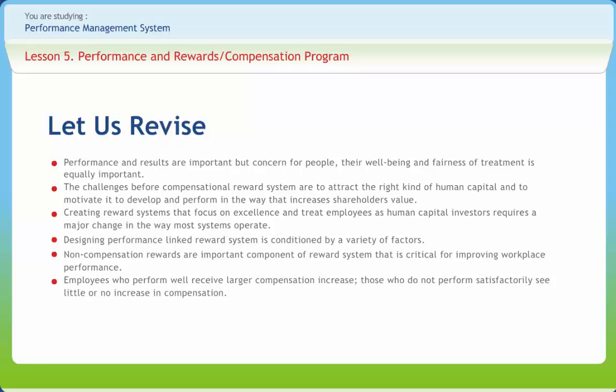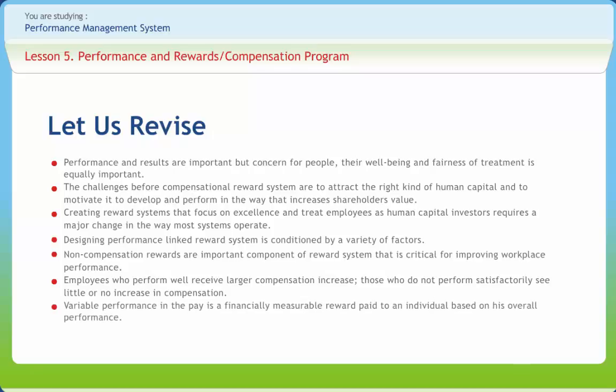Employees who perform well receive larger compensation increases. Those who do not perform satisfactorily see little or no increase in compensation. A performance orientation requires a variable pay approach in which pay goes up or down based on a measure of performance. Not everyone in the same job will be paid exactly the same, and not everyone will like the approach.